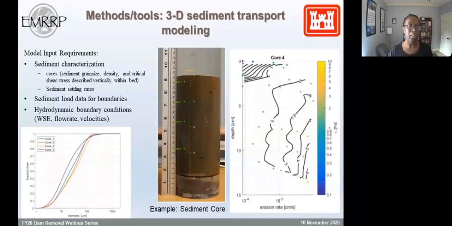If you are modeling the erosion of your river sediment, you're going to need to know what type of sediment is below it, so that when more erosion occurs, you now have a different critical shear stress with a different layer of sediment. That type of data can be determined using laboratory testing, like SEDFlume, and I think Earl will talk about that next week as well. We'll also need sediment load data, hydrodynamic boundary conditions like water surface elevation or flow rates or velocities.